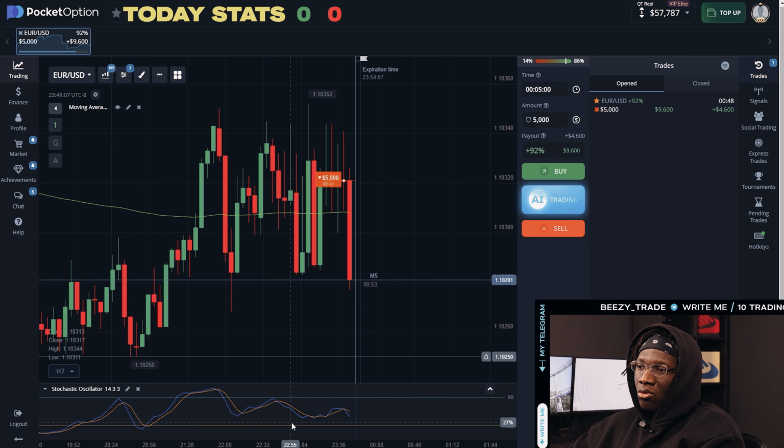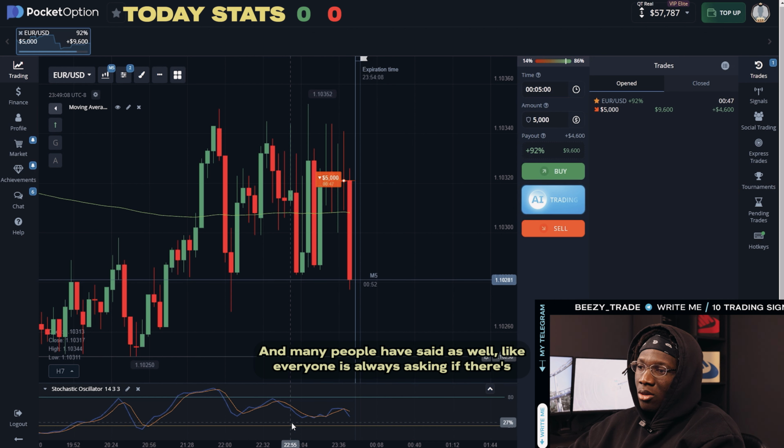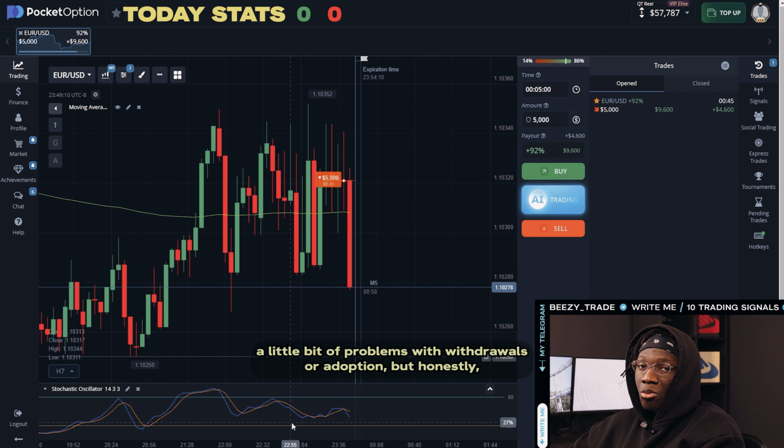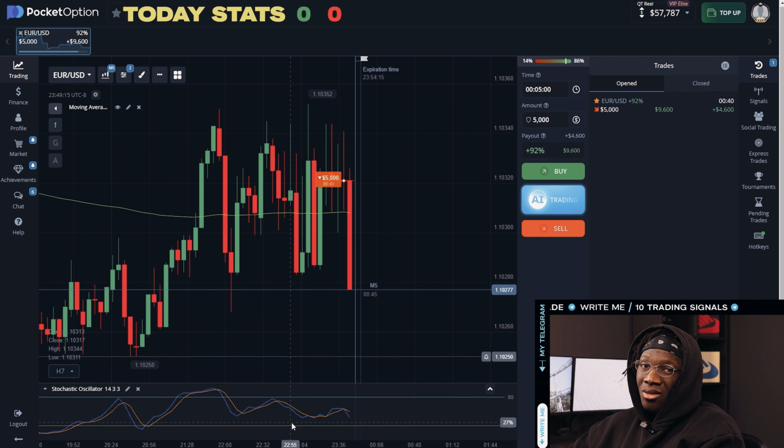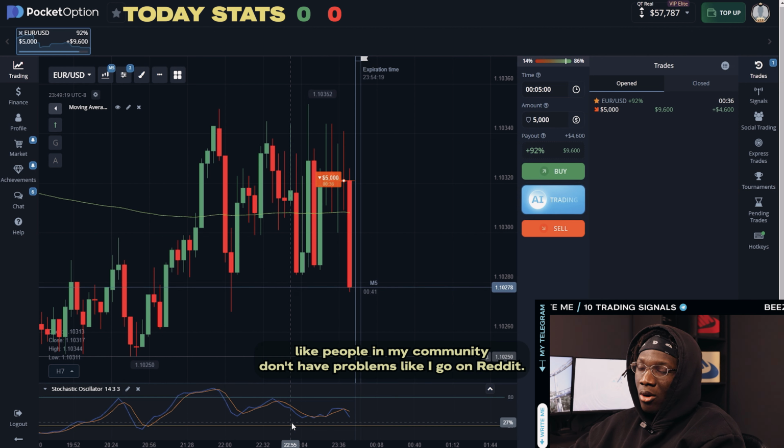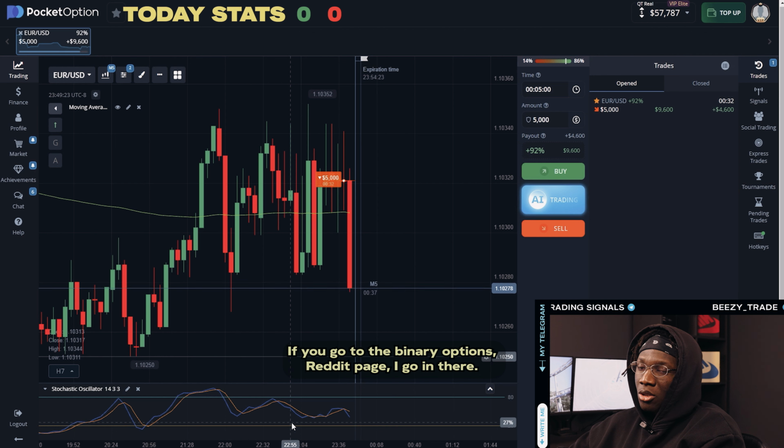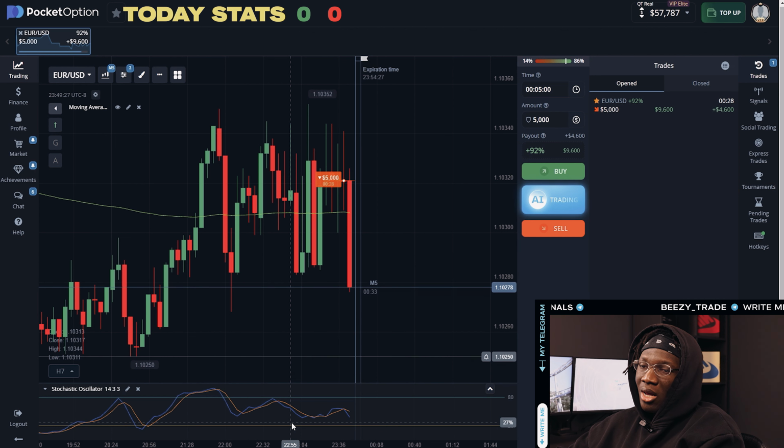As far as I know, and many people have said as well, everyone's always asking if there's a little bit of problems with withdrawals with Pocket Option, but honestly, I haven't seen anyone have problems. People in my community don't have problems. I go on Reddit, the binary options Reddit page, and everyone says that they are able to withdraw.